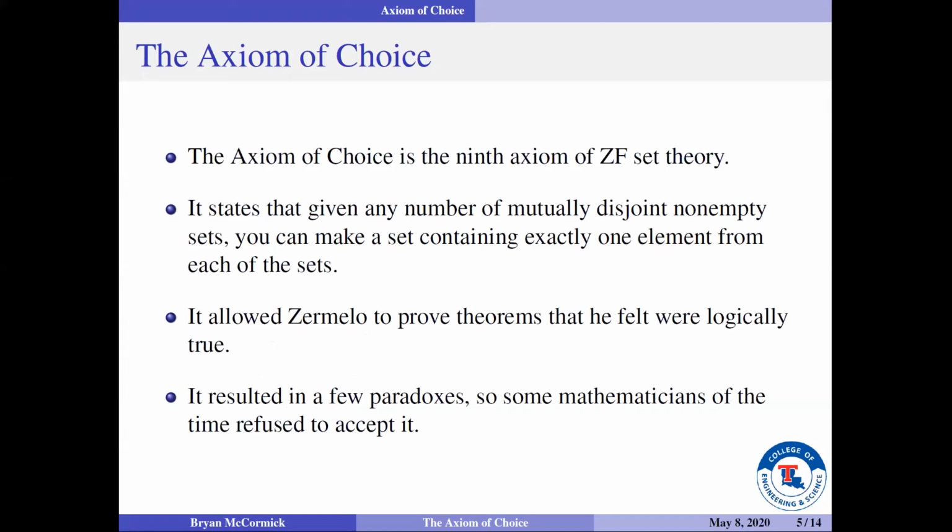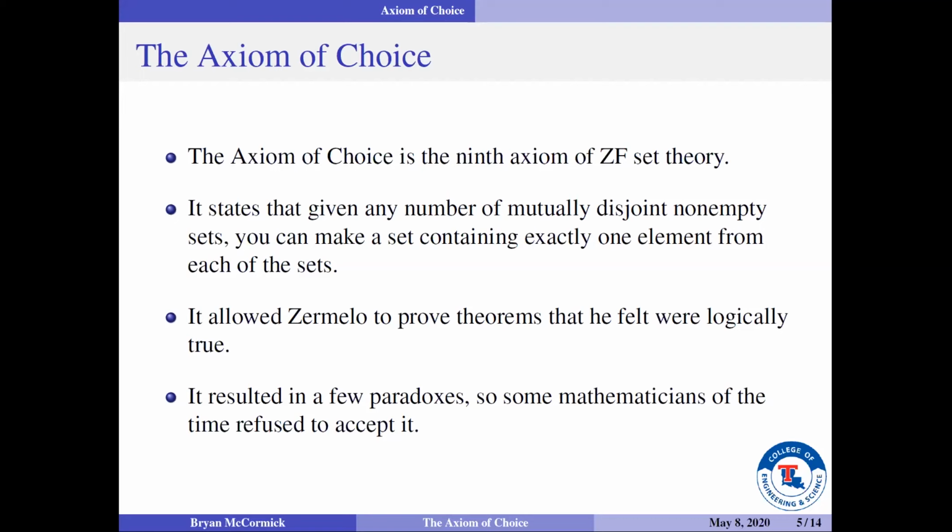And it states that given any number of mutually disjoint non-empty sets, you can make a set containing exactly one element from each of the sets in the collection. It pretty much means that if you're given a bunch of sets, you can just choose one element from each of those sets. There doesn't have to be a strict definition. It just states a choice function exists. You can just choose one. And this axiom allowed Zermelo to prove some theorems that he couldn't prove with the original 8 axioms, but he thought that the theorems were true.